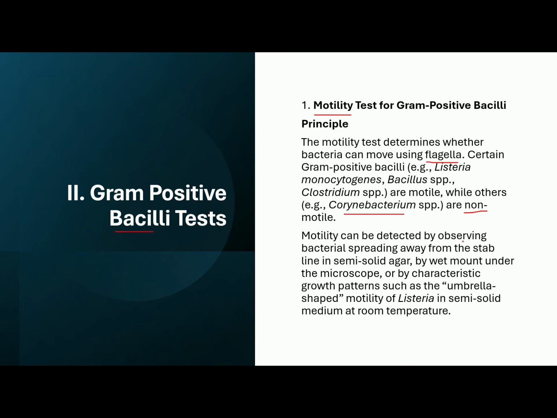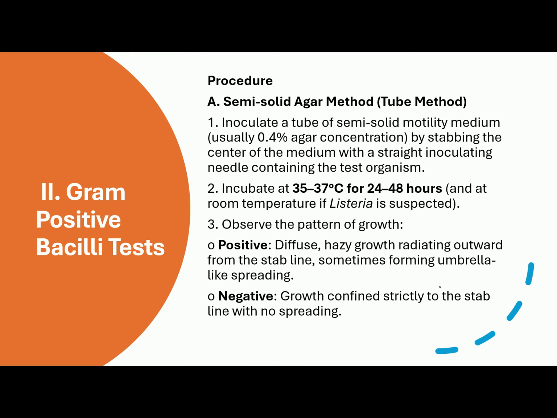Motility can be detected by observing bacterial spreading away from the stab, by wet mount under the microscope, or by characteristic patterns such as the umbrella-shaped motility of Listeria. So there are two procedures. Let's start with the tube method using a semi-solid agar. You make a stab in SIM media, a semi-solid motility media, by stabbing the center, then incubate, and if the suspect is Listeria, observe the pattern of growth.